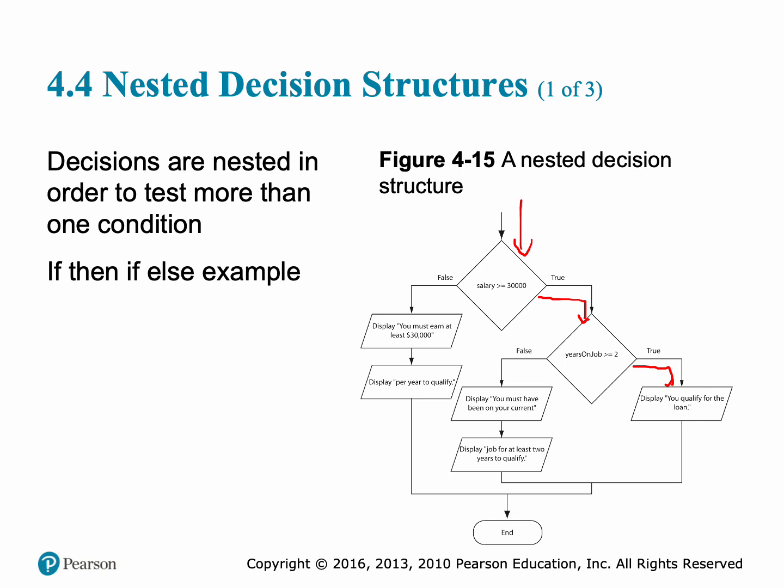However, if the first condition is not true, we're going to follow the false arrow and display you must earn at least 30,000 per year to qualify, and then go towards the end of our program. However, if one condition is true and the second condition is not true, if the years on the job haven't been greater than or equal to 2, we're going to follow our false arrow, and we're going to display you must have been on your current job for at least 2 years to qualify. So this is how the nested decision structures work.